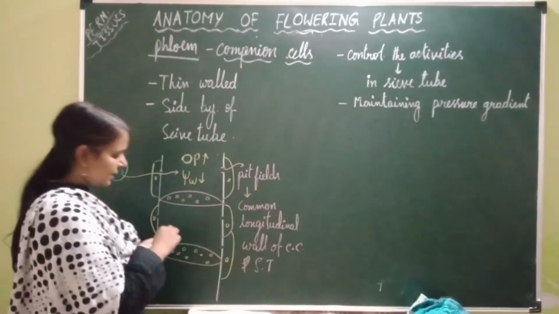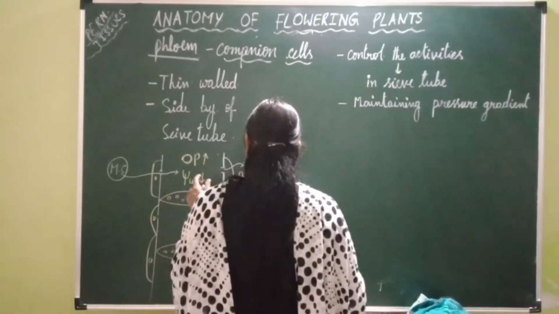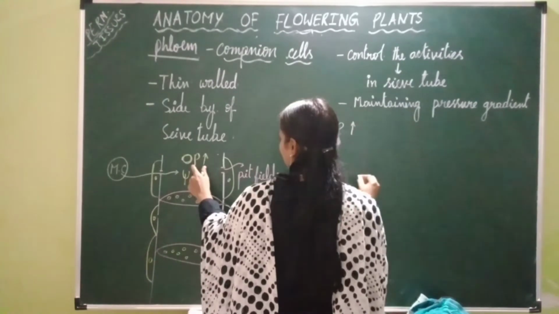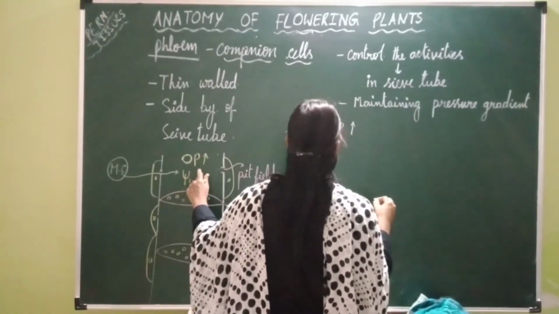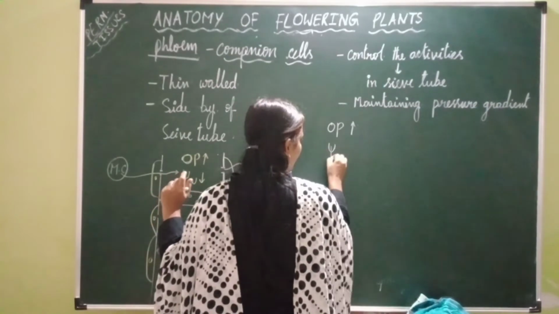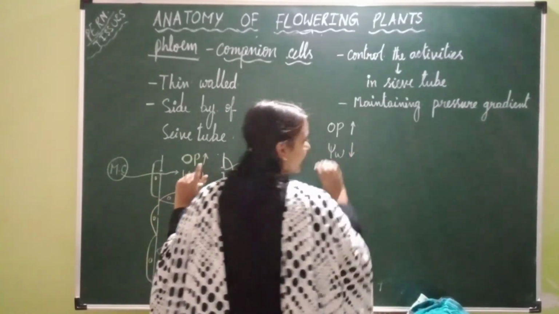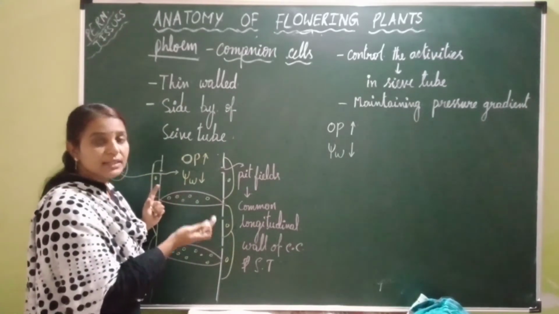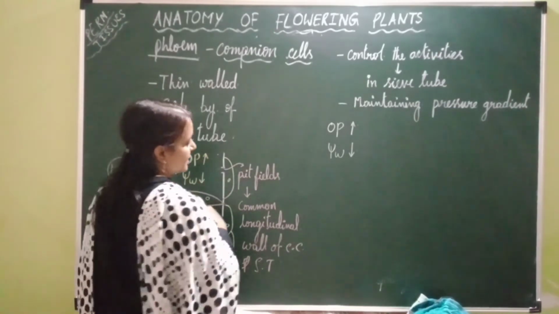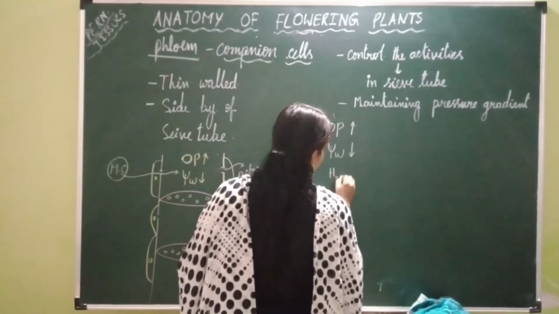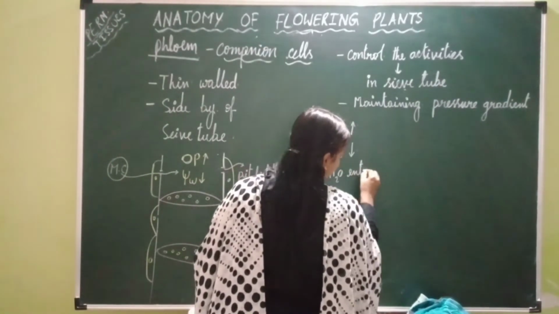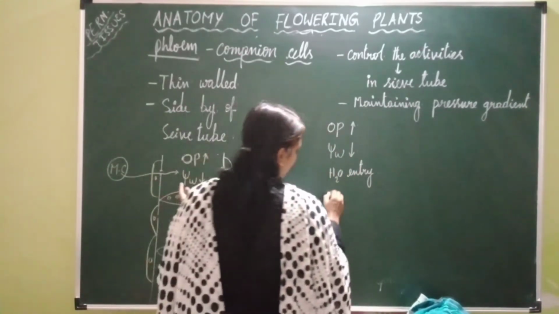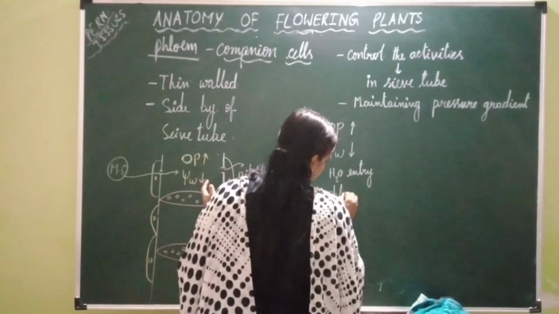When water potential is decreased, I just repeat, inside the sieve tube, osmotic pressure increases due to the entry of food from the mesophyll cell into the sieve tube, and so water potential inside the sieve tube will be decreased, and hence water enters into the sieve tube from the adjoining xylem vessels, from the nearby xylem vessels. So due to the entry of water, water enters into what? Into the sieve tube, the phloem sieve tube. Due to the entry of water, phloem sap is formed inside the sieve tube.